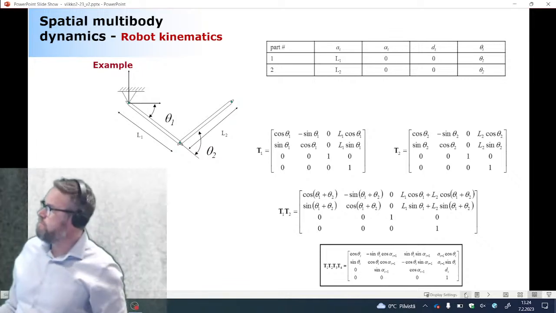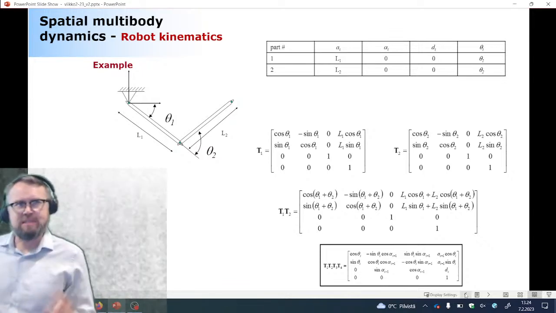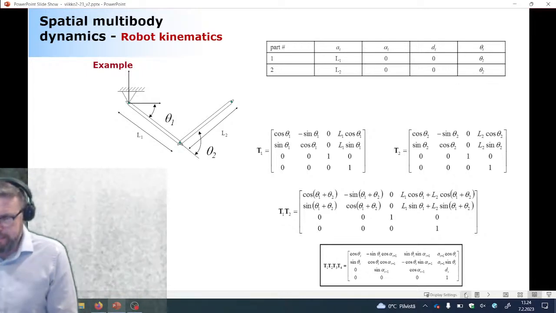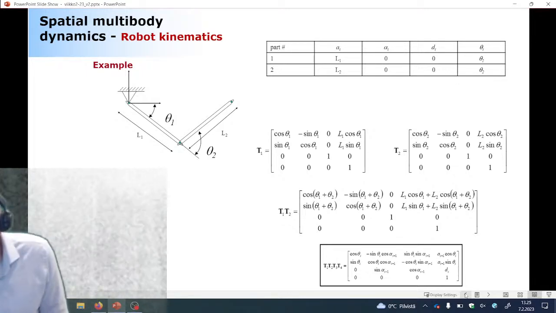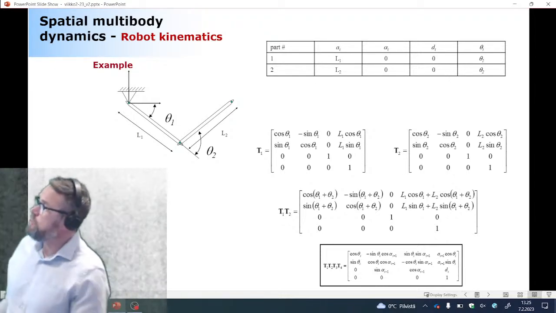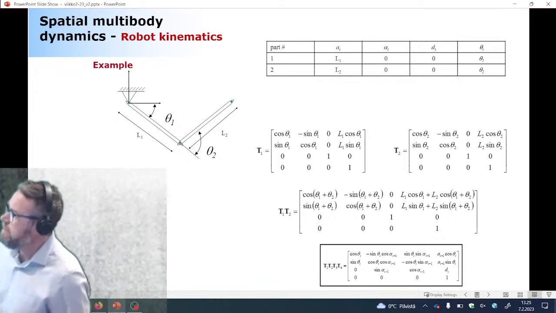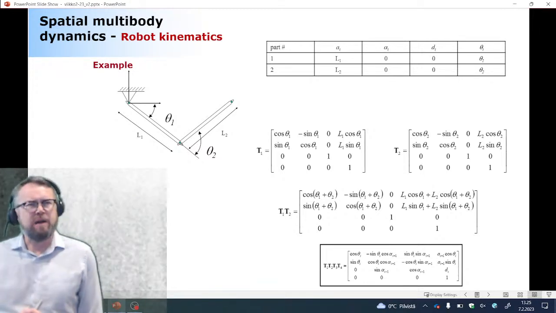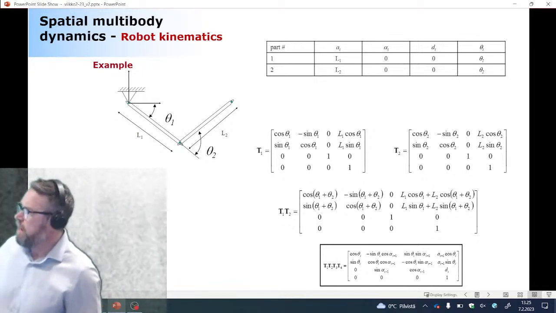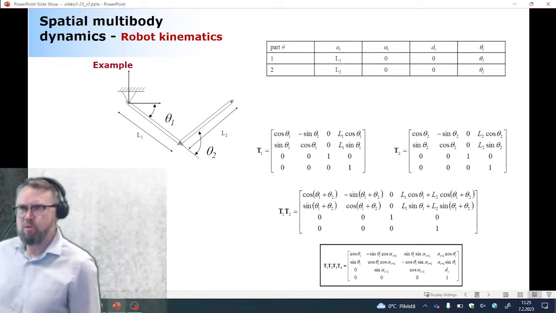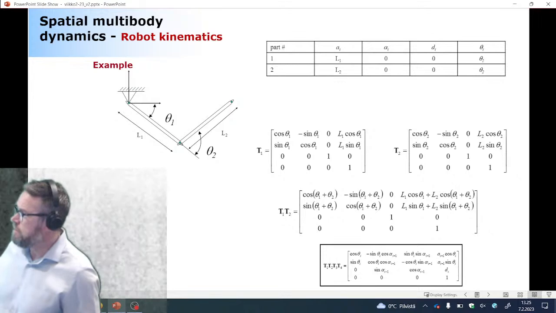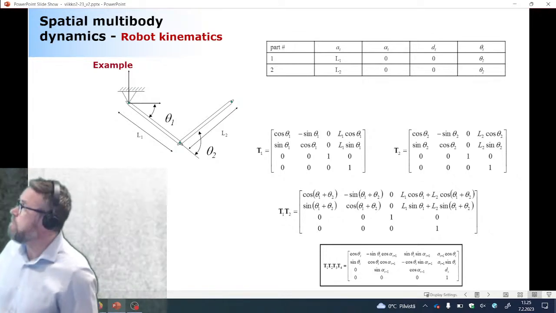I have here a double pendulum, which is a simple robotic system consisting of two moving bodies. Oh, I cannot make a drawing. Sorry about that, but you see how they are. There's body number one and body number two. Each of these bodies has a length, L1 and L2. Body one moves with respect to the ground with the angle theta, and the relative rotation between the two bodies is theta 2.